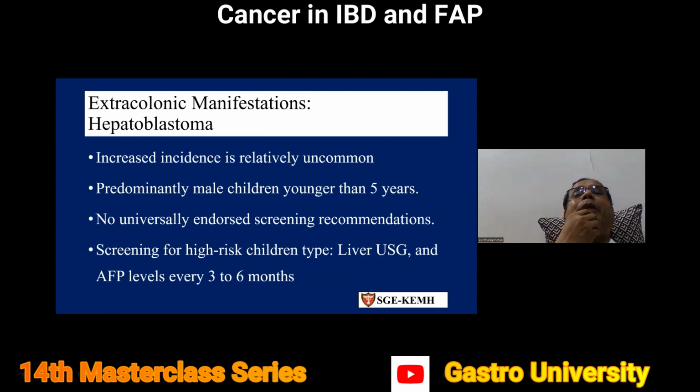And finally, hepatoblastoma. They have increased incidence, though not as high as the other conditions we mentioned. It predominantly occurs in male children less than 5 years of age. As of now, there are no universally endorsed screening recommendations, though in patients at high risk, you can do a periodic liver USG and AFP levels every 3 to 6 months.